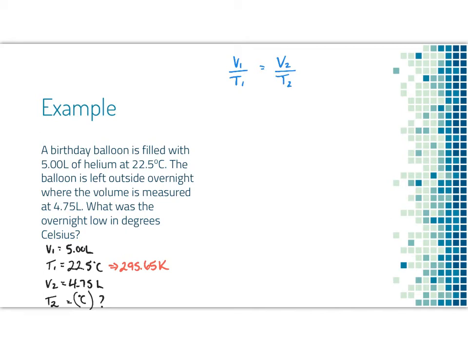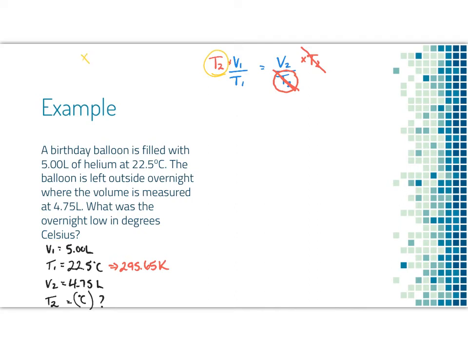Now, I will show you the rearrangement of this if you are not liking the cross multiply and divide and you want to actually rearrange your equation. The variable we're trying to solve for here is T2. It's in the denominator position of my fraction. So the first step in solving for T2 is actually to multiply by T2. In doing so, we cancel T2 in the denominator, and it's now in a numerator position up top.